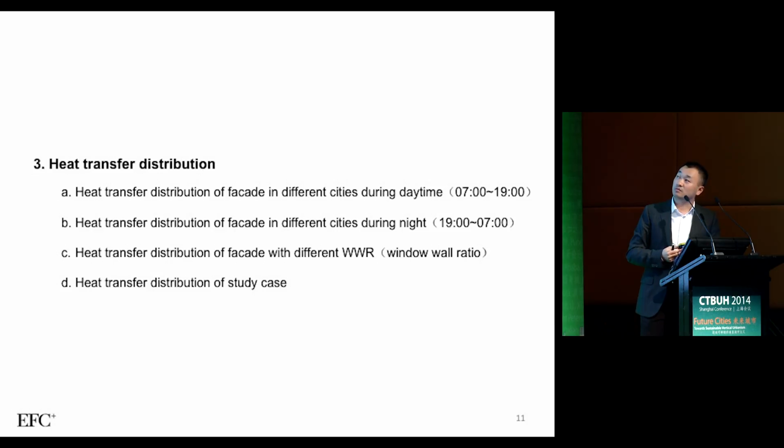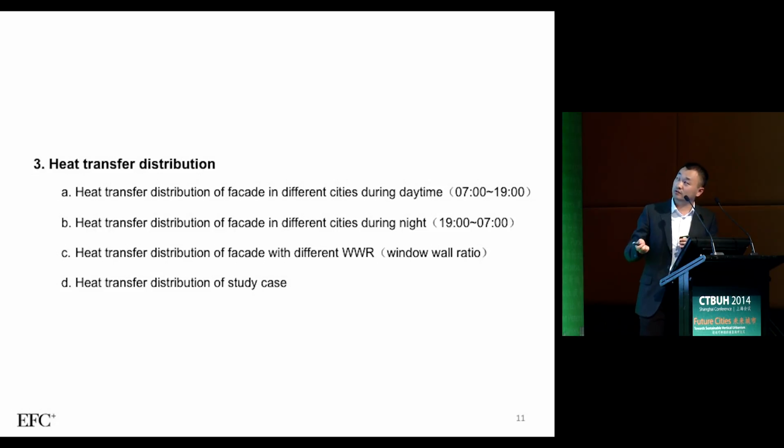For the third point, we will talk about the heat transfer distribution, including A, heat transfer distribution for the facade in different cities during daytime, B, during nighttime, C, the window wall ratio, and D, the case study. Of course, because buildings have different purposes, like the office, most of the time we use the office in the daytime. Like the hotel, most of the time we use the hotel at nighttime because we need to have a rest in it. So we can separate different times for analysis for different building purposes.